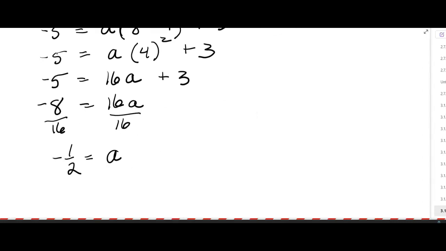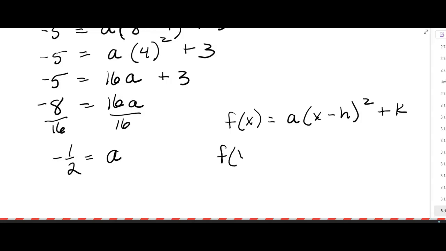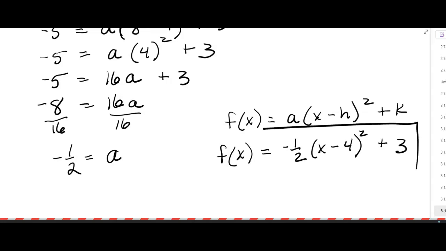Okay, now we can go back and we can write it in either form, but I would probably just go with the easier form. So now I can say f of x equals a times (x minus h) squared plus k, but now I know a, h, and k. So my equation becomes f of x equals -1/2 times (x minus 4) squared plus 3. And that's the equation then for that quadratic function.